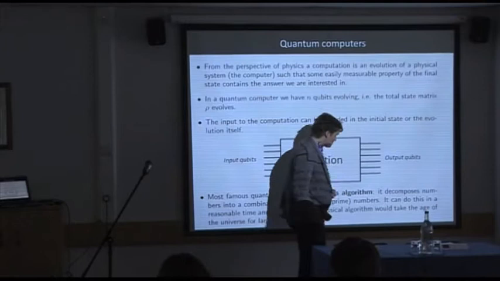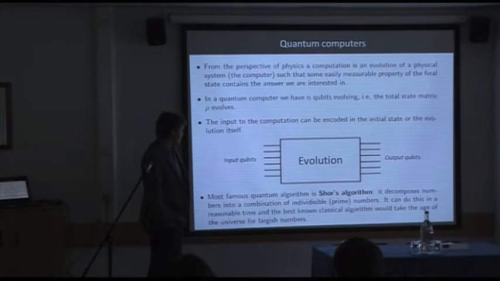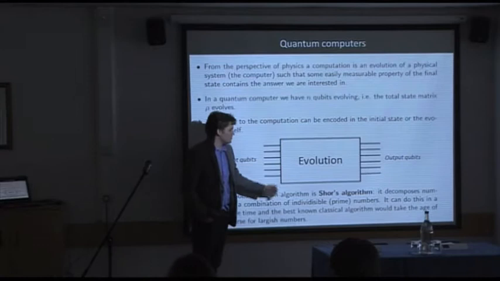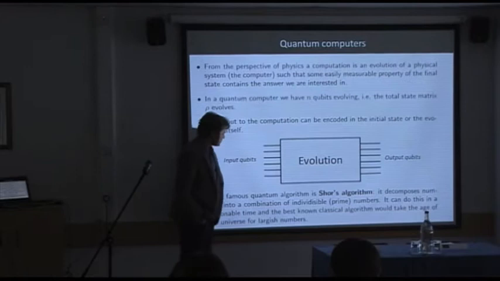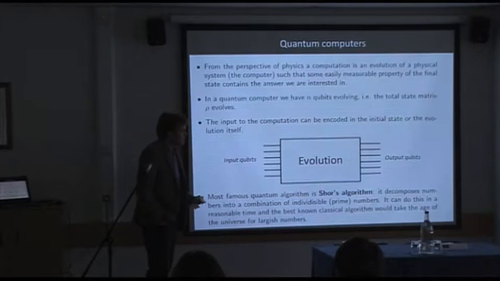So what can you do with these sort of evolutions? Well, as already mentioned, Shor's algorithm is the most famous one. And it decomposes numbers into combinations of indivisible prime numbers. And the cool thing is that it can do this in a reasonable time for large-ish numbers, whereas it would take the best known classical algorithm the lifetime of the universe. We don't actually know, I think someone already mentioned that as well, that there is no classical algorithm that can do this.